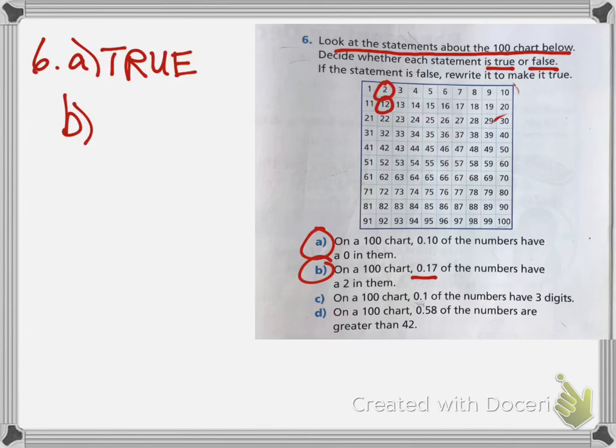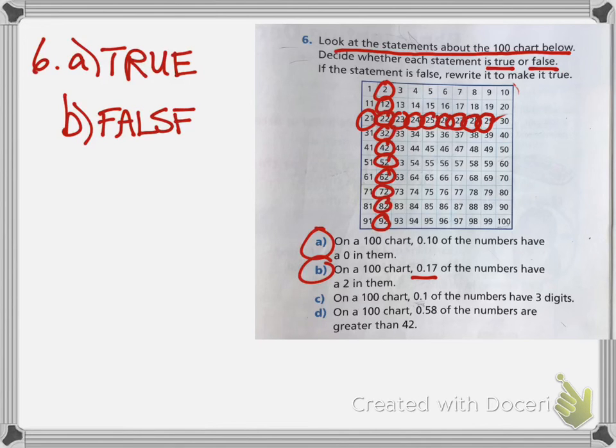All right, we've got this one, this one, this one. Oh, look at this. So we have 10, but what else do we have? 11, 12, 13, 14, 15, 16, 17. Uh-oh. So that was not true. It was more than 17. So we're going to write false. Now, what do the instructions say? If the statement is false, rewrite it to make it true. So I want you to rewrite the proper number. How many numbers have a number 2 in them? It was not 0.17. It was a different number. So count those up. When you're ready, you can go on to C.